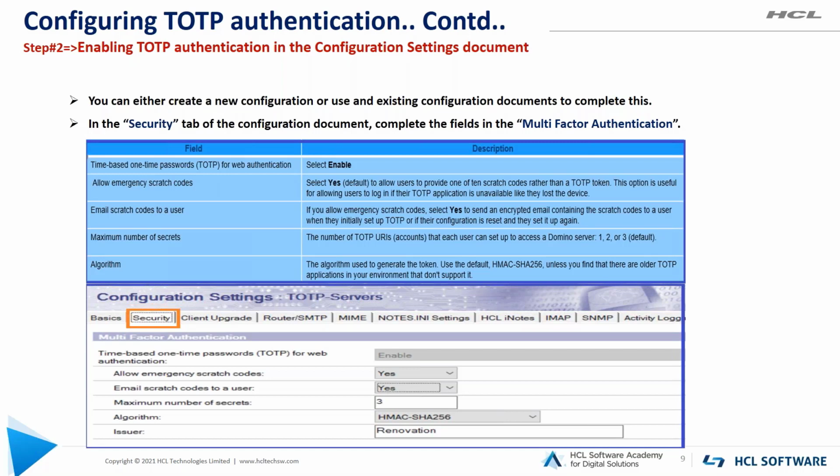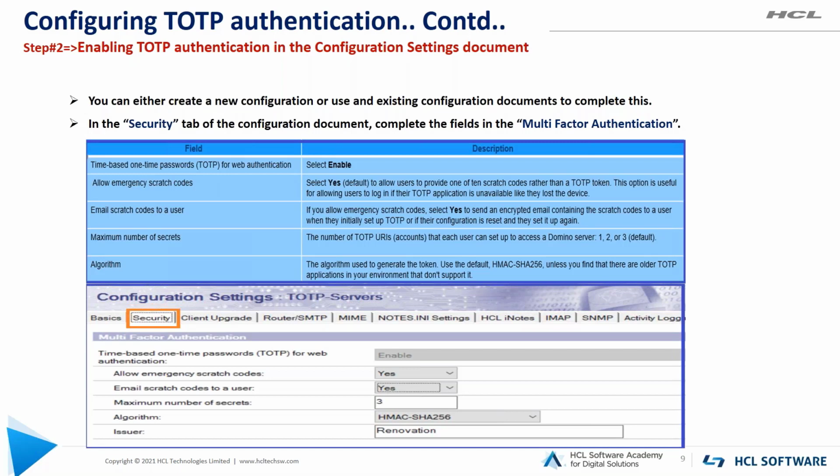Select yes for allow emergency scratch code. This option is useful if your TOTP application is unavailable in future after the configuration. Then select yes if the admin wants to send an email scratch code to the user. If you enable this option, an encrypted email with the scratch code is sent to the user who configured TOTP the first time. You can define the maximum number of secrets. The default value is 3.